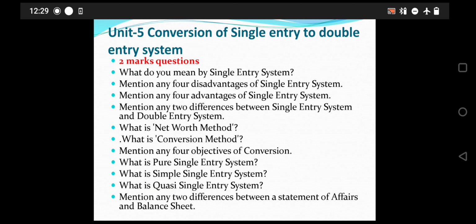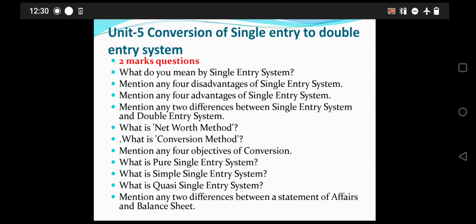And next is, what is the net worth method. For calculating or converting profit and loss under single entry system, we have 2 methods: one is the net worth method and the other is the conversion method. The net worth method is a method where we will prepare certain accounts, regular trading and profit and loss account, where we will accept nominal accounts. So we will not consider much nominal account, and we will not consider some adjustments.